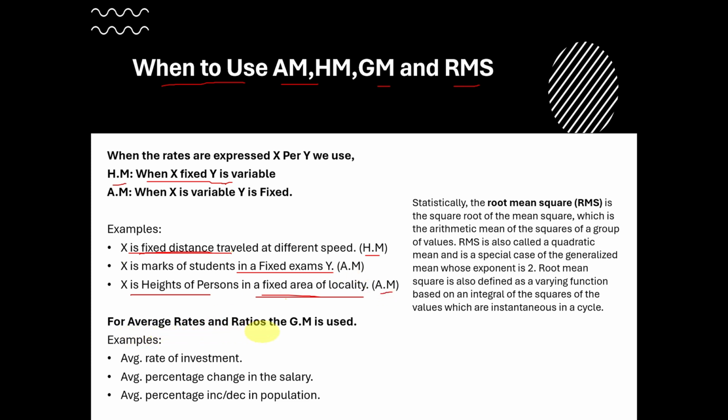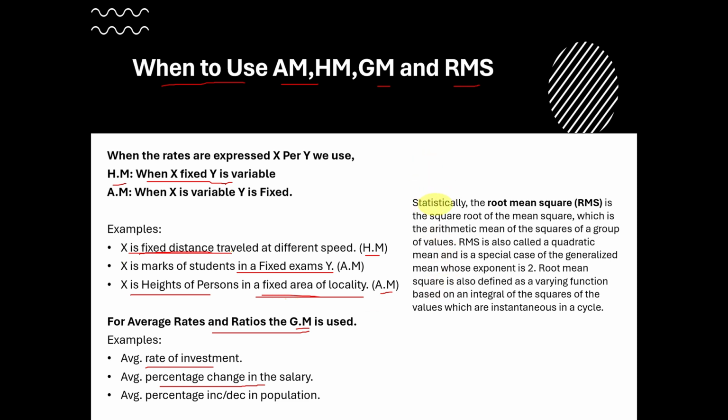Now let's understand the difference with geometric mean: average rate of investment. That's where you will have the geometric mean. Average percentage of change in a salary. Percentage increase or decrease in population. That's where you will use geometric mean. So if anyone gives you a question, there is X amount of population and it has grown this much, which method to use? You will use geometric mean. That's your answer.